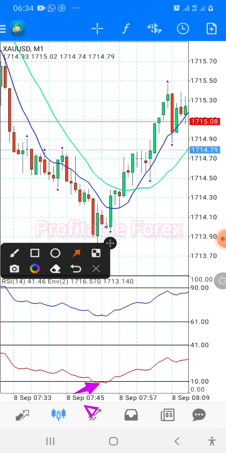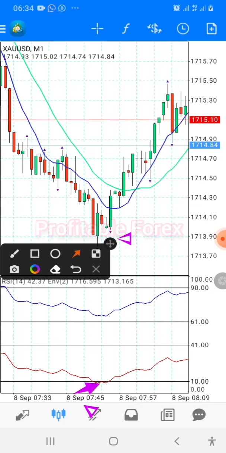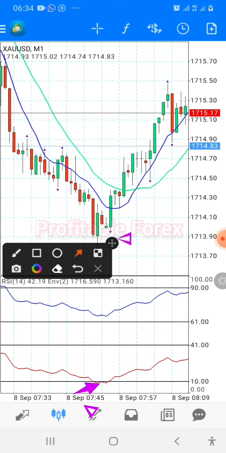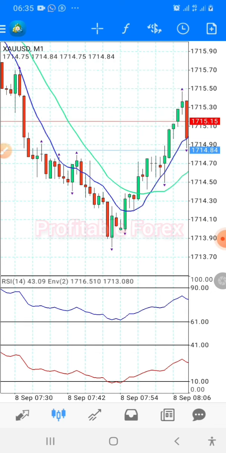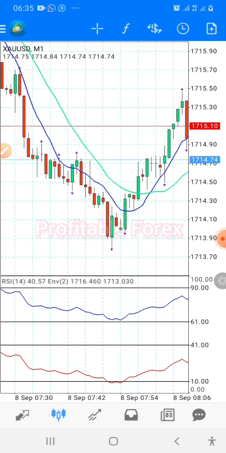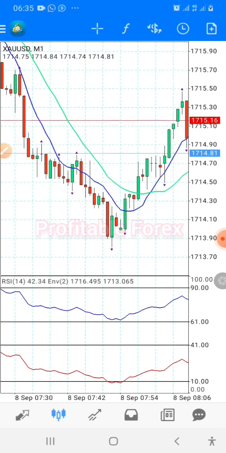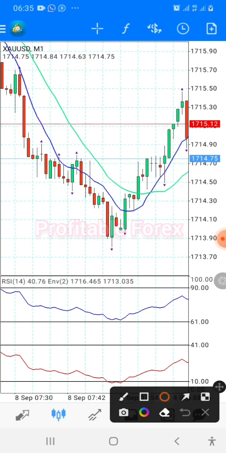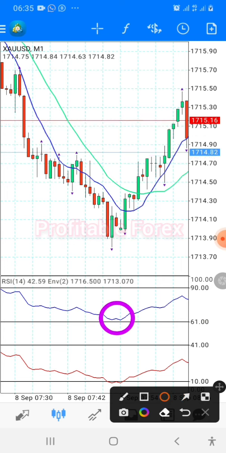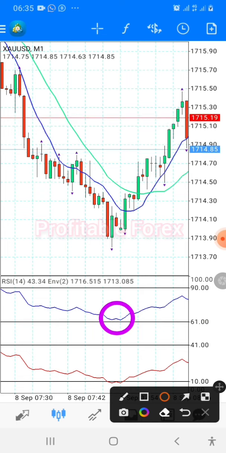Okay, when it forms the V shape, then you have to look out for the next condition after it has formed the V shape. Also, the blue envelope should be close to level 61, or a little below level 61, like you have over here.